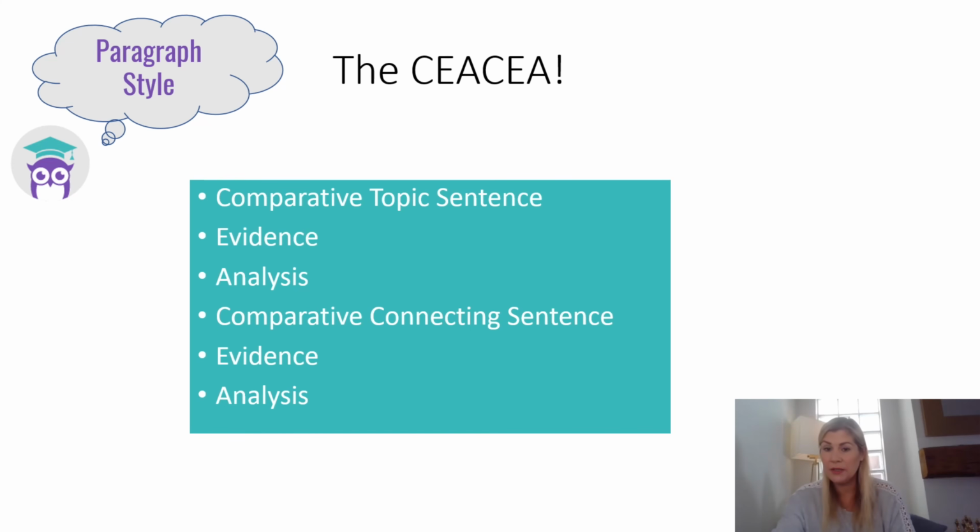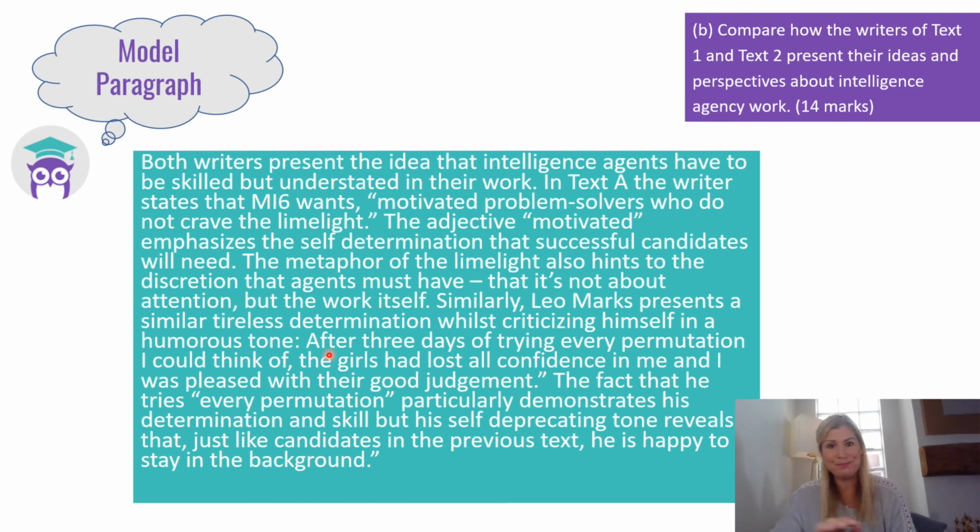So let's have a little look at one I made earlier. Both writers present the idea that intelligence agents have to be skilled but understated in their work. In text A, the writer states that MI6 wants motivated problem solvers who do not crave the limelight. The adjective motivated emphasises the self-determination that successful candidates will need. The metaphor of the limelight also hints to the discretion that agents must have, that it's not about attention but the work itself. Similarly, Leo Marx presents a similar tireless determination, but whilst criticising himself in a humorous tone.